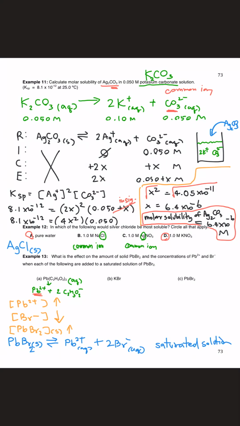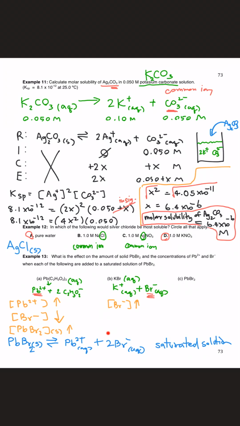Next, the B action. B action is adding potassium bromide into the equilibrium solution of the lead bromide saturated solution. Potassium bromide is a soluble ionic compound, so it would be aq. When it dissolves in water, it's going to completely dissociate into potassium ion and bromide ion. Again, in this case, we notice that the bromide ion is the common ion between the potassium bromide and lead bromide. Therefore, by adding potassium bromide, we are adding to the bromide concentration. Therefore, the bromide concentration will increase.